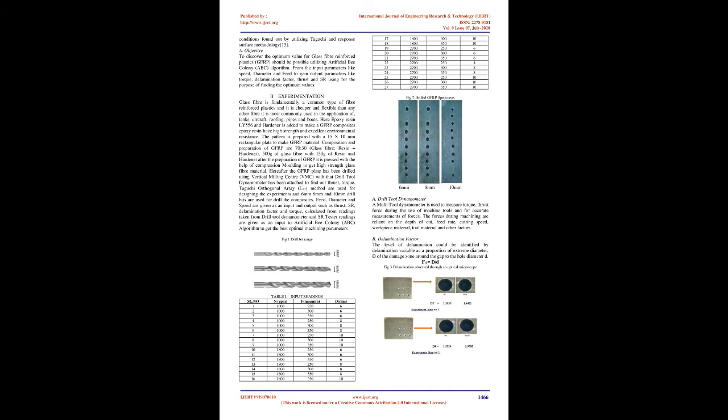Composition and preparation of GFRP are 70:30, glass fiber to resin plus hardener: 500 g of glass fiber with 150 g of resin and hardener.